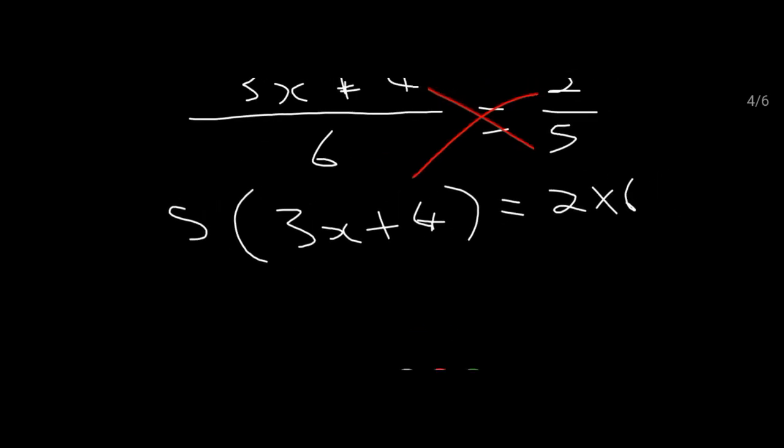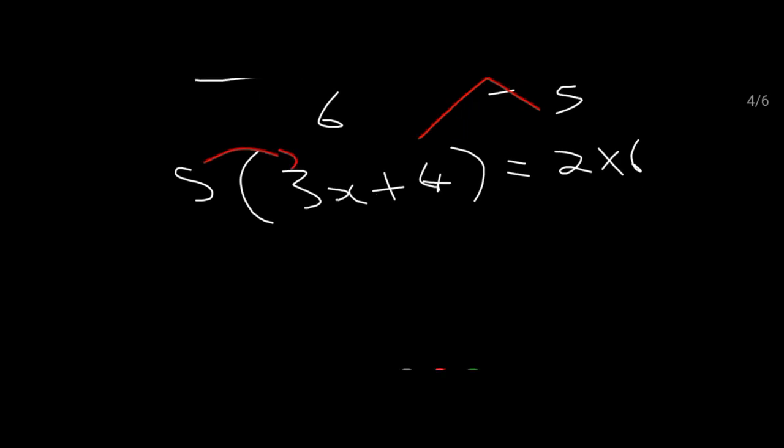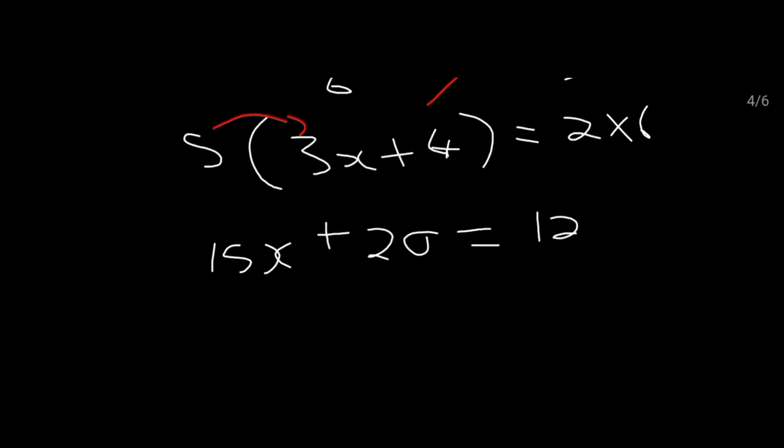Okay, so now we'll distribute because we have a bracket: 5 multiplied by 3x, because remember number multiplies number, letter multiplies letter. So what is 5 multiplied by 3? 5 multiplied by 3 is 15, and then x stays. Then plus 5 multiplied by 4 is 20, then equal to 2 multiplied by 6, which is 12. Let me check. Yeah, 15x plus 20 equal to 12.